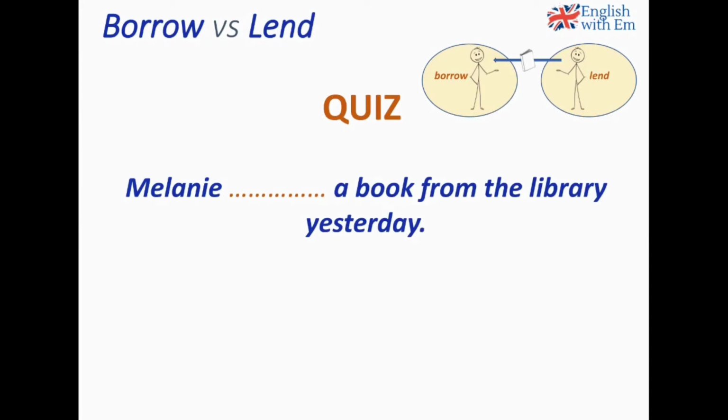Melanie, a book from the library yesterday. Borrowed. Here we need the past tense because we're talking about yesterday. And if you think about who owns the book, it doesn't belong to Melanie, so Melanie can't lend the book. Melanie borrows the book.